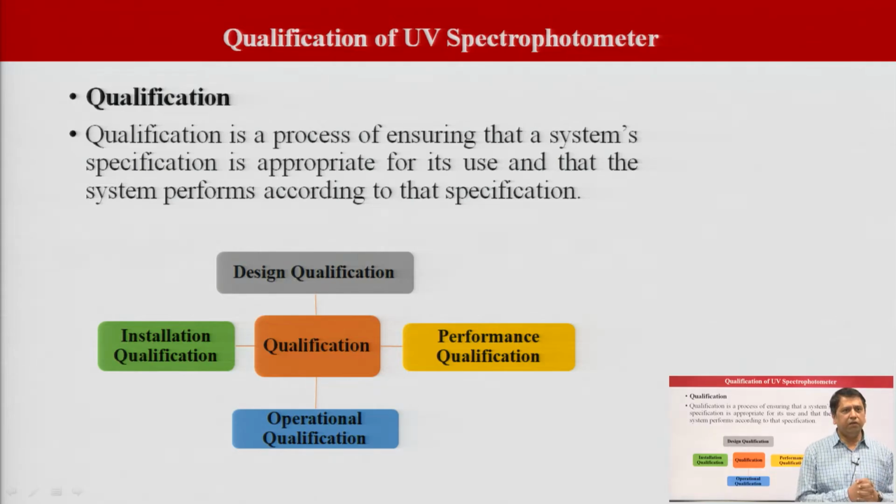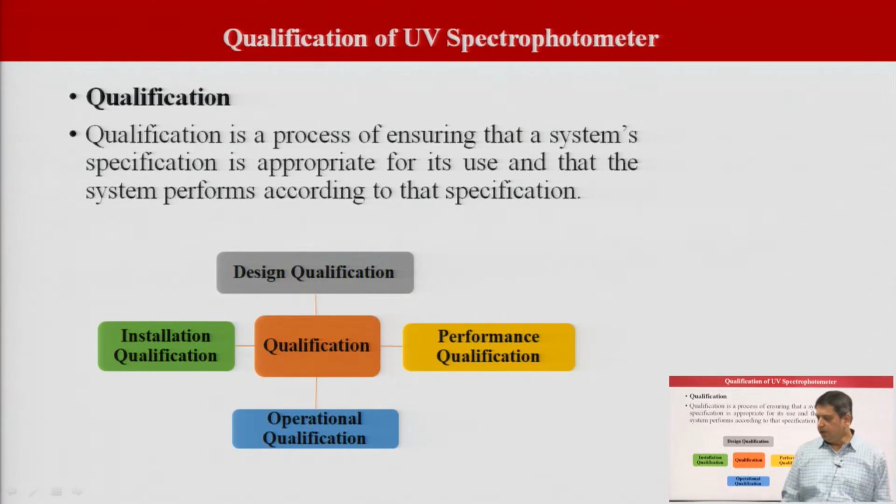In my previous class, I gave a lecture on what is qualification, what is validation, and what is calibration. I strongly recommend going through those videos also. If you have gone through my previous videos, you can easily understand that qualification has 4 different phases: design qualification, installation qualification, operational qualification and performance qualification. In order to qualify any UV spectrophotometer, it has to go through all these qualification phases.